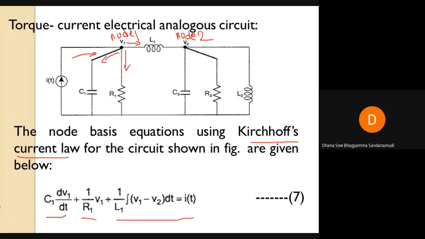Now go to the next node, node 2. According to Kirchhoff's current law, no source is connected at node 2. So let us assume either all the currents are entering the node or all the currents are leaving the node, your wish. I am considering all the currents entering node 2, so the algebraic sum of all the currents entering node 2 is equal to 0.